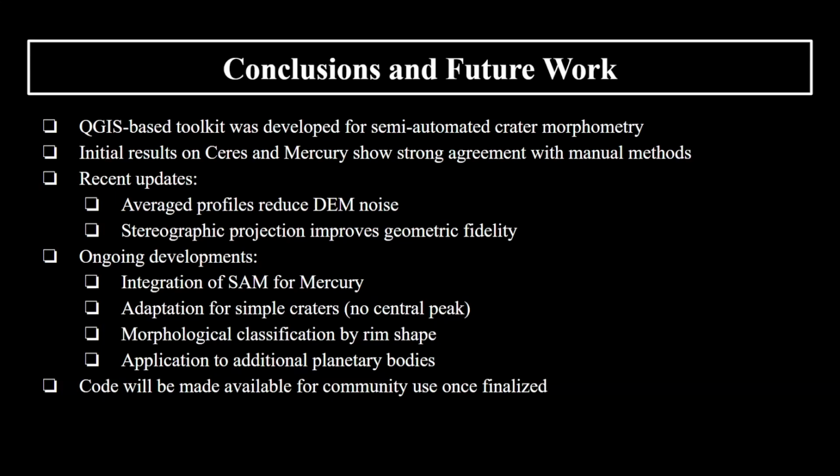And basically what we want to do now is build a new catalog of well-preserved craters on Sirius and Mercury. This data set will be used to compare the results from the automatic approach using the toolkit with the existing published catalogs for these bodies.